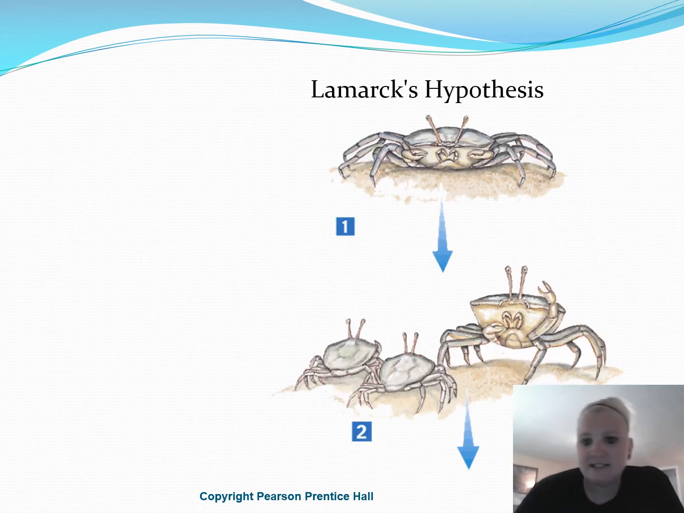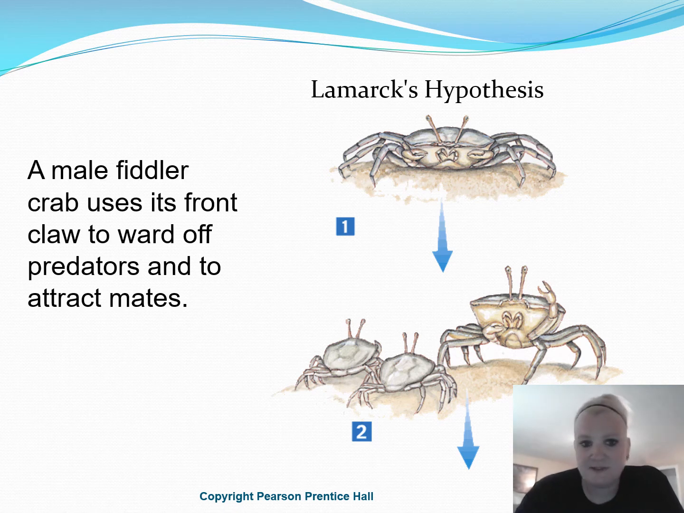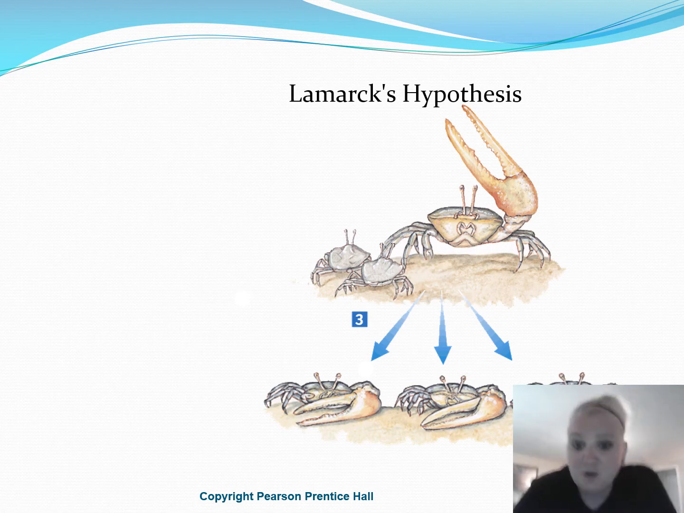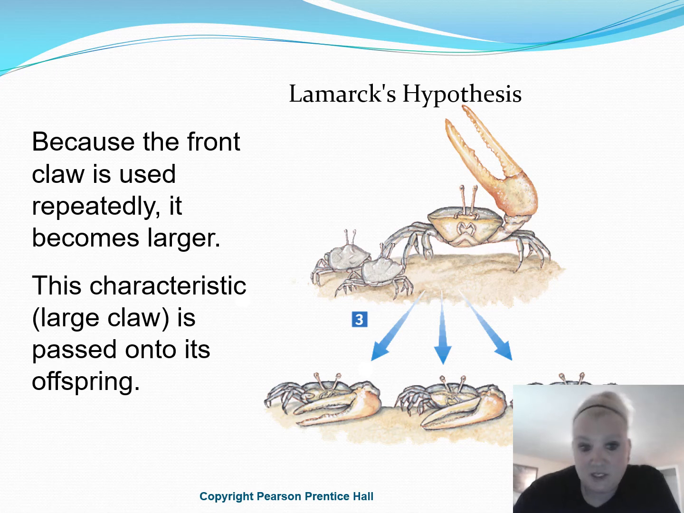Another example of this, with Lamarck's hypothesis, we have some fiddler crabs here. They used to always use their front claws to fight off predators and to help attract mates. Well, if a crab preferred using one claw over another, that claw would get enhanced, so it would be much larger. And then when it would have offspring, its offspring would be born with just that one really huge claw. And the other one would be totally absent, like the other claw would just not be there at all.